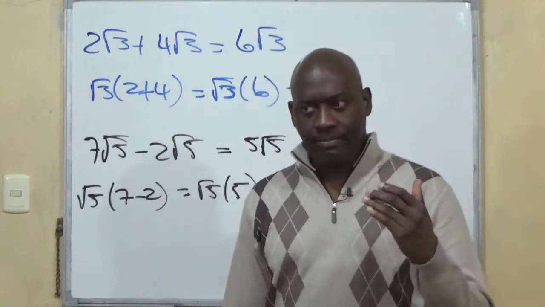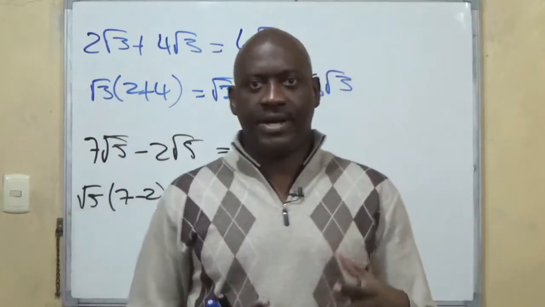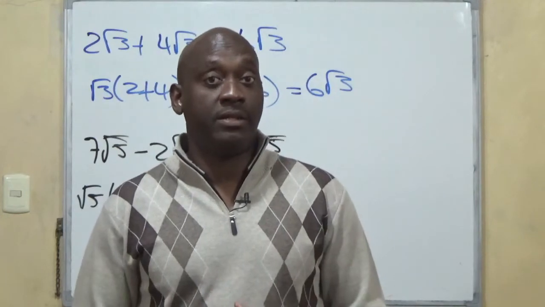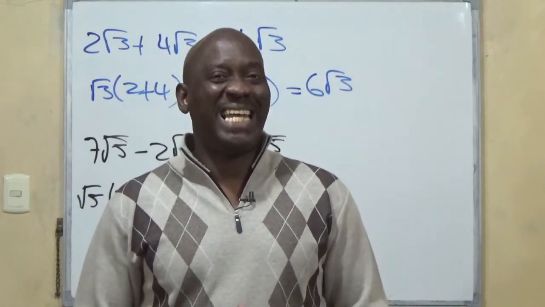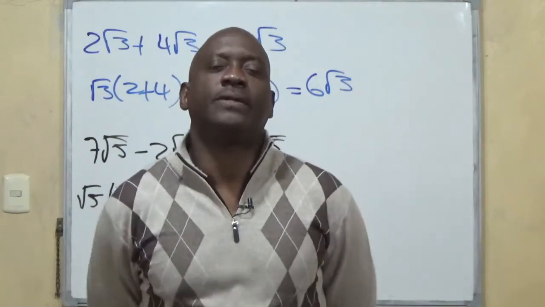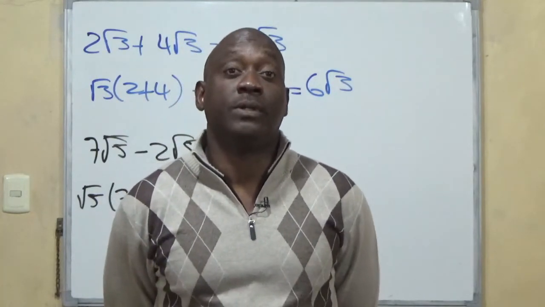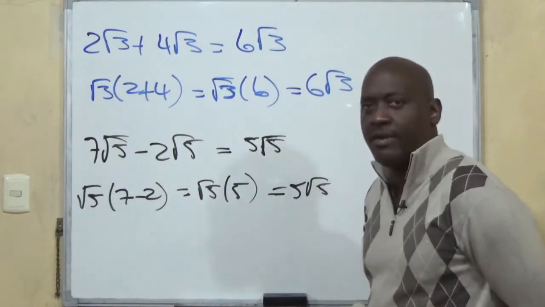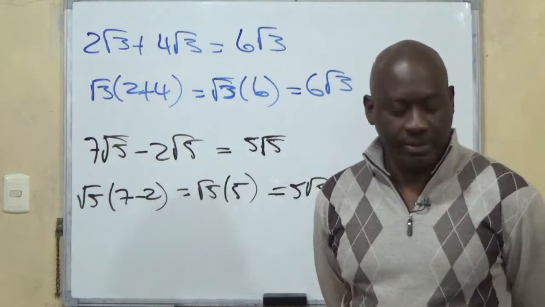So in other words, expressions having the same surd factor allow us to effect a linear combination, which is to say, we can add and we can subtract. Now, if you have more than 2, you can do the same thing too.